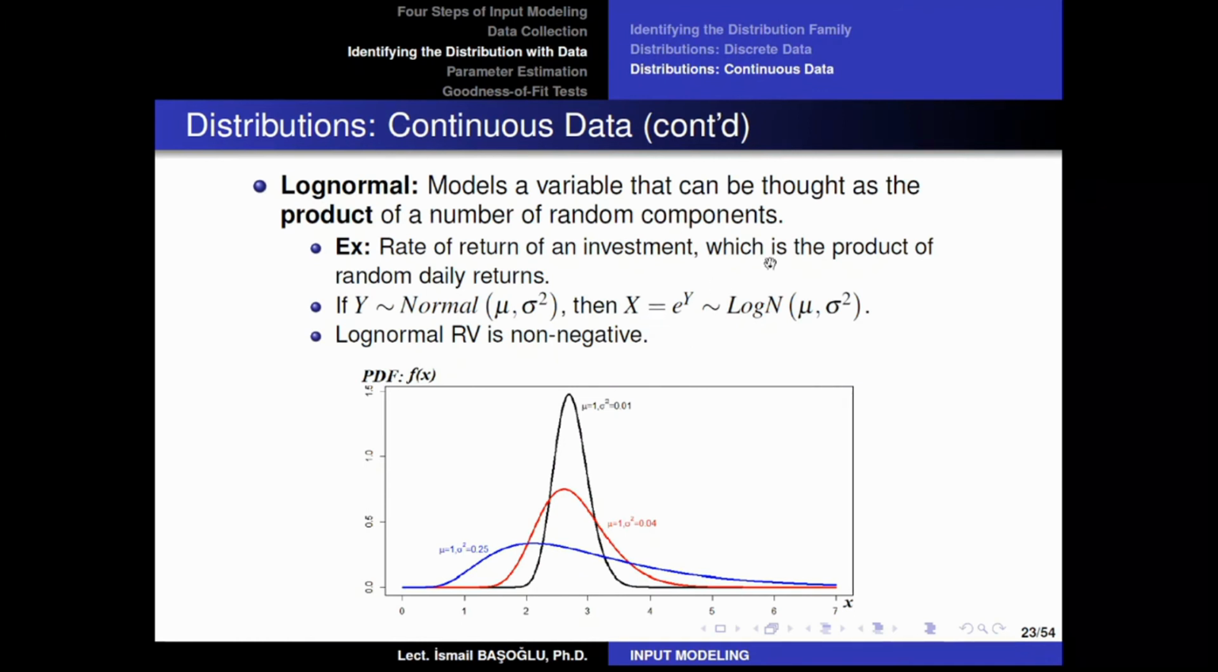And why? Because just like the normal random variable can be used for modeling the sum of random components, a log normal random variable can be used to model the product of random components. According to the central limit theorem, the sum of independent random variables is normally distributed. This means the product of independent random variables should be log normally distributed, according to the relationship between the normal and the log normal random variable.